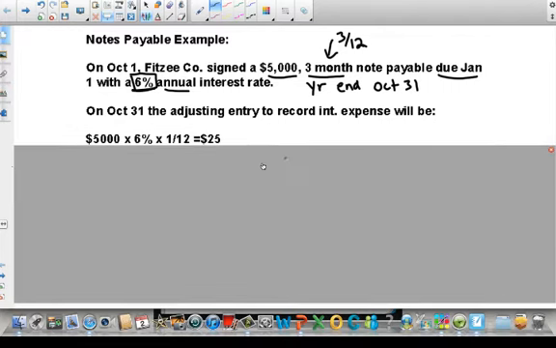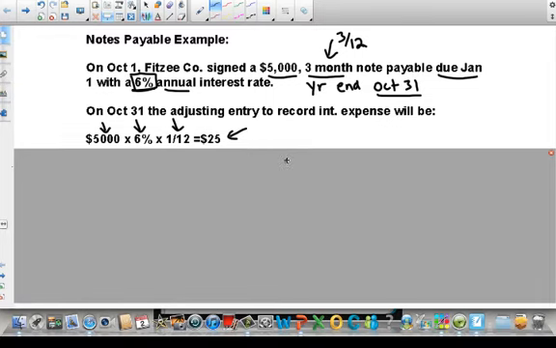Here is the formula again to calculate that interest. It's the face value of the note times the interest rate times time. Now, in this particular case, the year end is October 31st. So 1 month we've had it. So we owe $25 worth of interest.